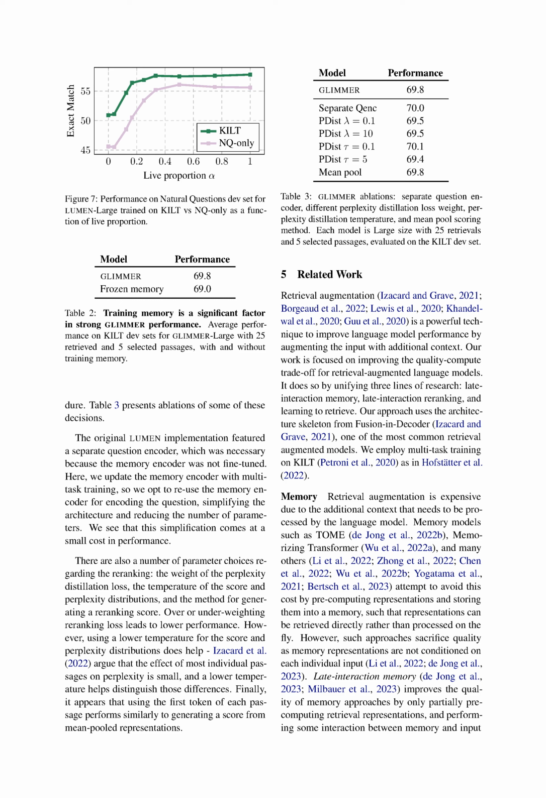Section Summary. The paper focuses on improving the quality compute trade-off for retrieval augmented language models by unifying three lines of research: late interaction memory, late interaction reranking, and learning to retrieve. The approach uses the architecture skeleton from Fusion in Decoder and employs multitask training on KILT. Memory models such as Tome and Memorizing Transformer attempt to avoid the cost of retrieval augmentation by precomputing representations and storing them into a memory, but late interaction memory improves the quality of memory approaches by partially precomputing retrieval representations and performing some interaction between memory and input on the fly.